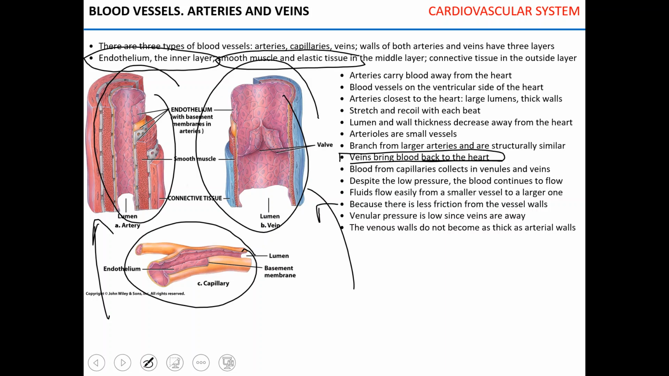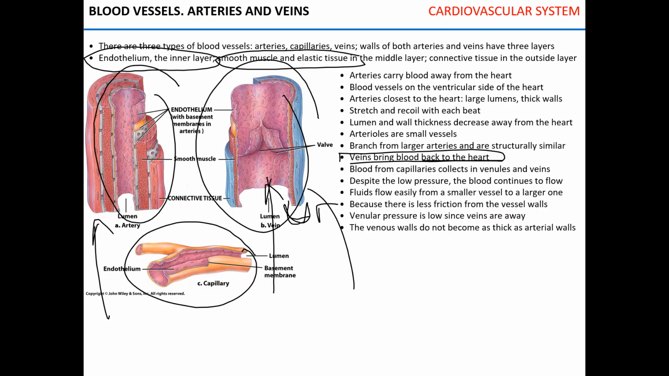Veins are not that good in terms of the dilation and constriction. But they are very, very stretchable. They have low pressure, and because of that low pressure, veins do not really need thick walls. You can see that the walls of the veins are relatively thin. Blood still flows through the veins quite effectively despite the low pressure, because there's not much friction due to the endothelial lining.